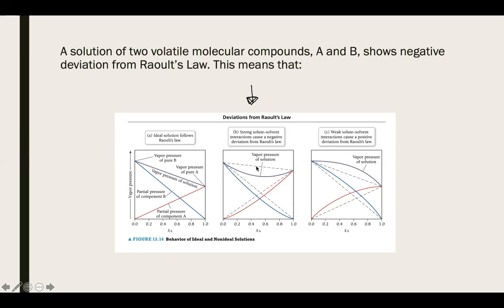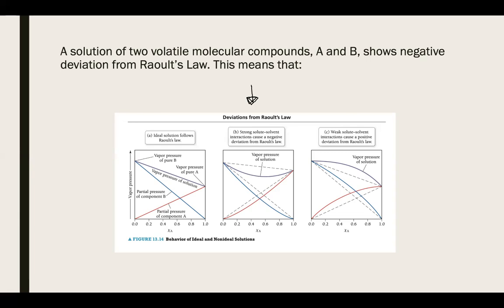And that's because your solute solvent interactions are so strong that it actually decreases the amount of evaporation, and it decreases the vapor pressure because it doesn't want to turn into a gaseous state. Your solvent solute interactions are so strong that it's holding them together as a liquid instead of having them form a vapor.